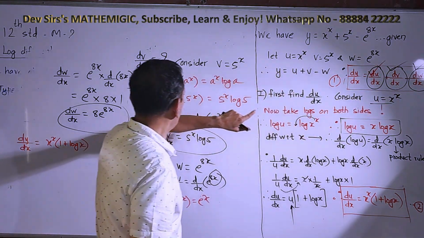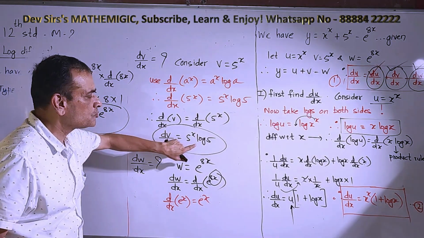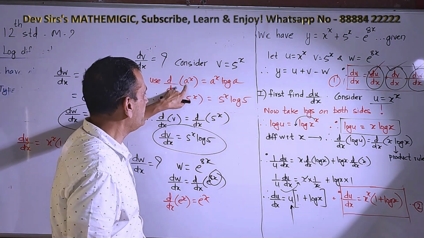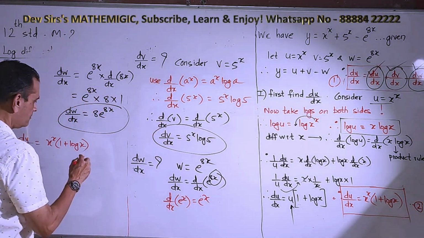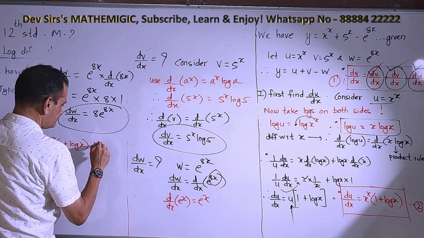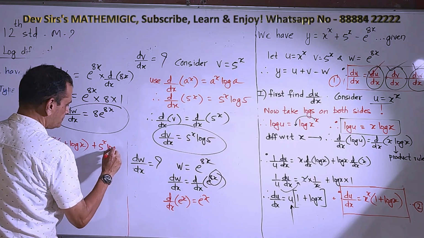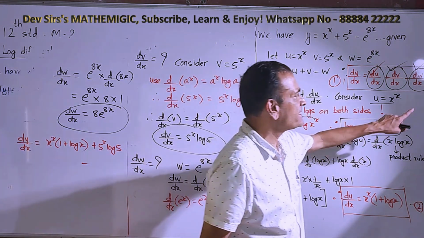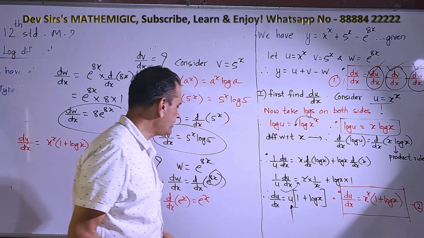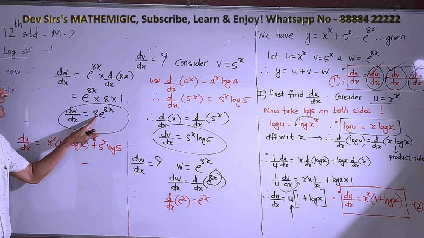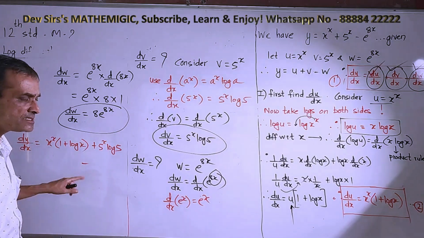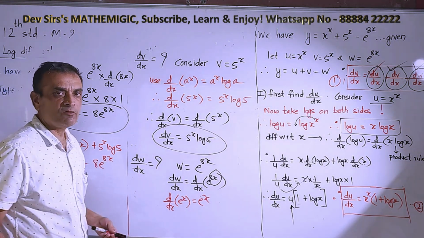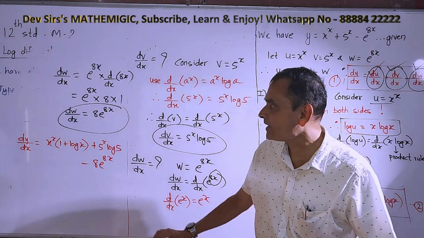dv by dx का आंसर आ गया, 5 raised to x log 5. डायरेक्ट फॉर्मूला a raised to x log a, d by dx of a raised to x. dw by dx का आंसर ऑलरेडी आ गया है, 8 e raised to 8x, minus 8 e raised to 8x. You can't simplify any further. This is the final answer.